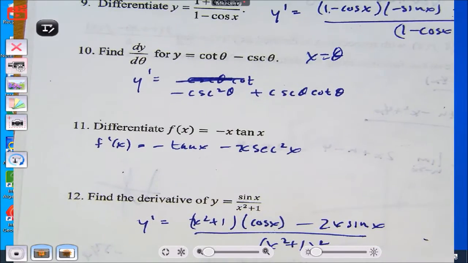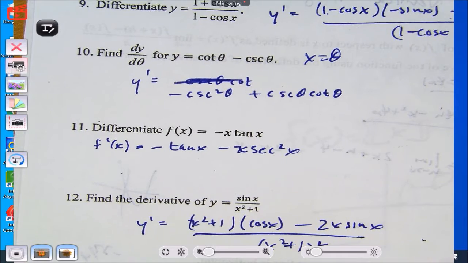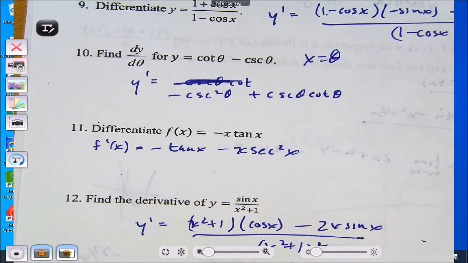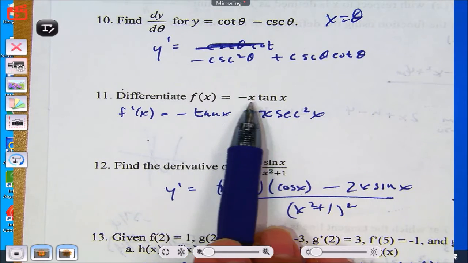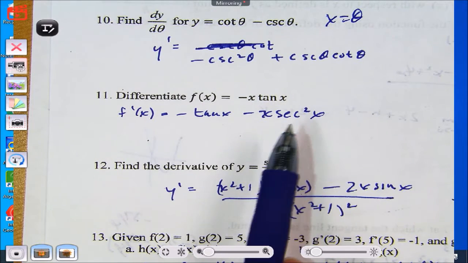Yes, Kedrick. Derivative of tangent is secant squared. So that's 11, right? That's product rule with negative x times tangent x.